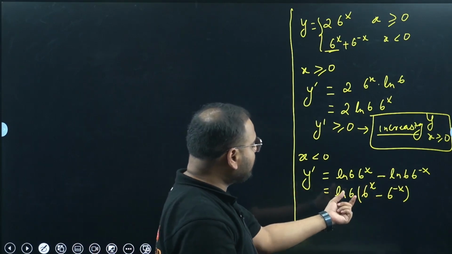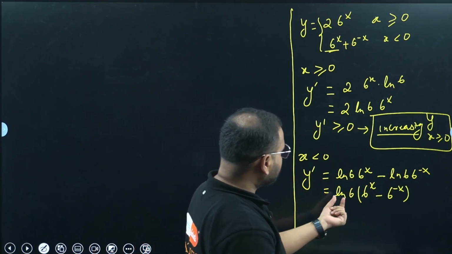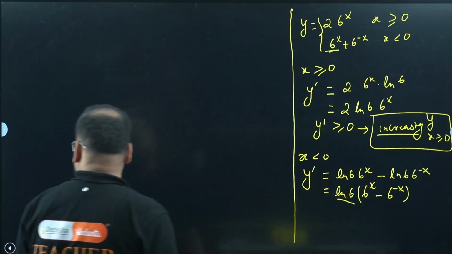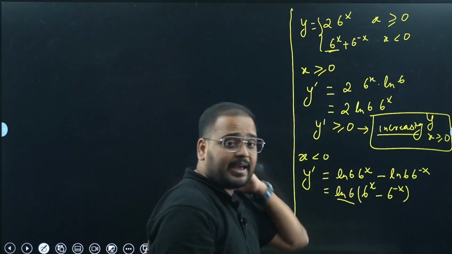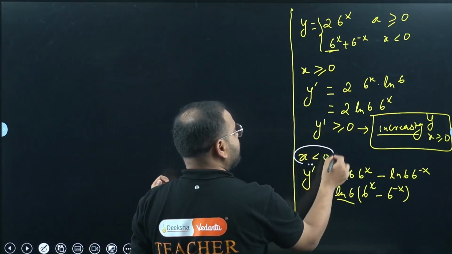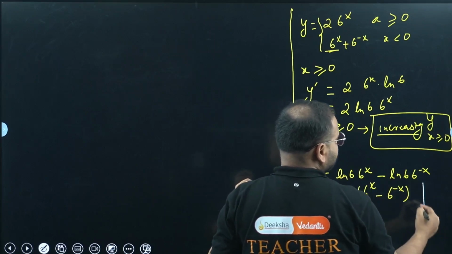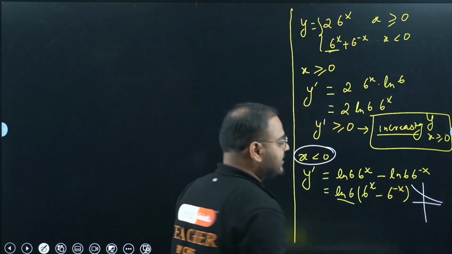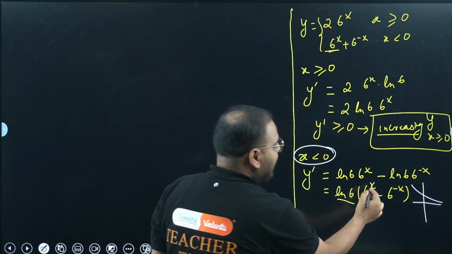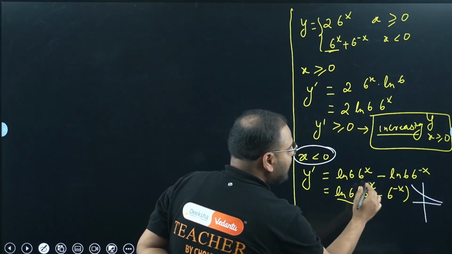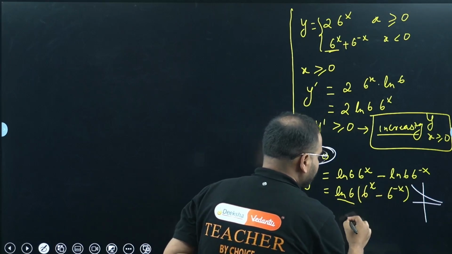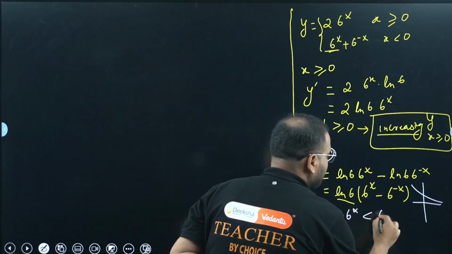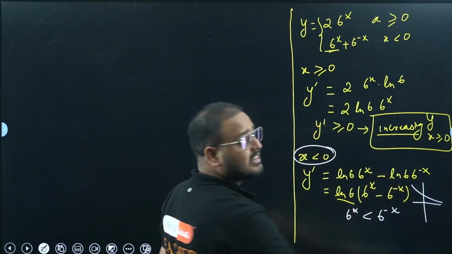When this happens, now look at this very carefully. This is a positive number. Why, sir? ln 6 is a positive number, it's a constant. Now 6^x: when x is less than 0, how will this look? The exponential function is reversed, right? So for x less than 0, 6^x will be less than 6^(-x), because the graph is decreasing in nature.